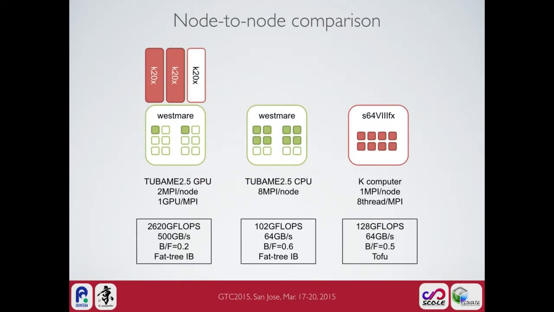And we prepared 3 types of node configuration. One is a GPU case. We used Tsubame 2.5. We used 2 GPUs per node, and 2 MPI processes. And for the CPU case on Tsubame 2.5, we used 8 MPI per node. And additionally, we evaluated on the K-computer. In the K-computer case, we used 1 MPI per node and 8 threads per MPI. It is a hybrid case.